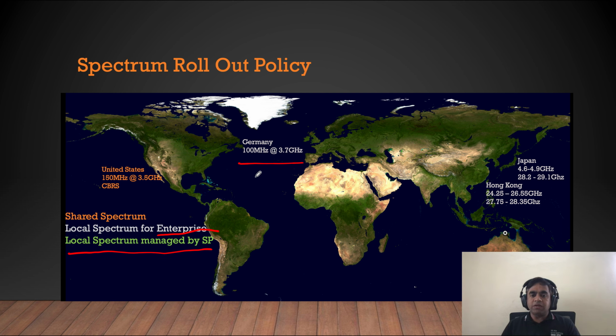But then these spectrums are confined to certain geographical locations, so they cannot be used for public purpose. It is just for that enterprise's dedicated cellular network. And this we actually call private 5G.